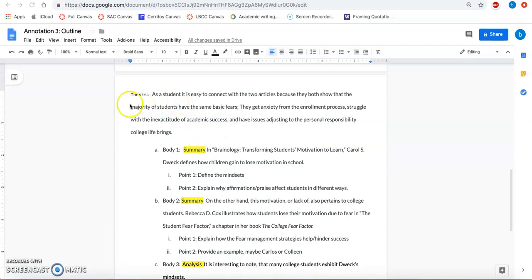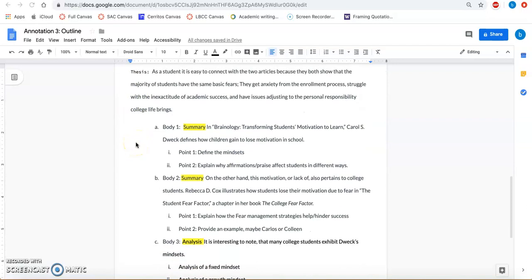This thesis statement is one of the thesis statements taken from your second quiz, as you might recognize. This is an actual thesis statement that was submitted by a student for this specific essay, which is why I wanted to use it.